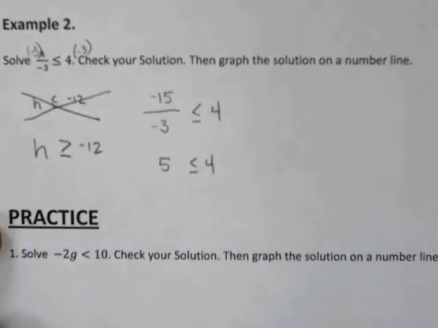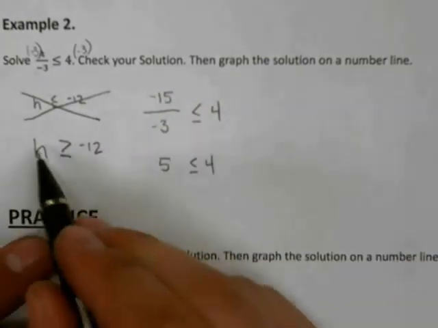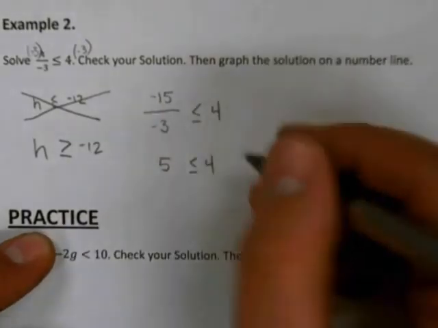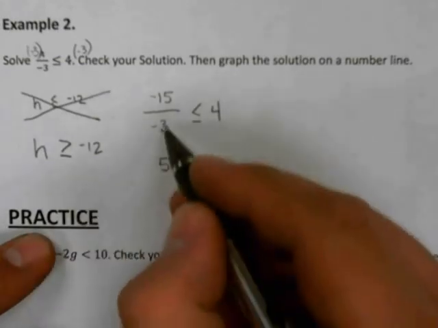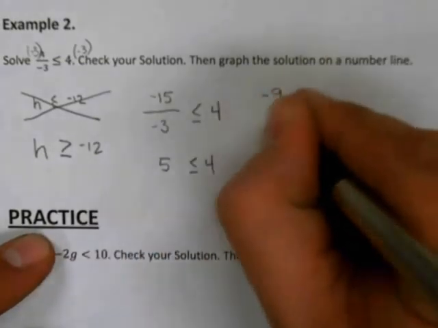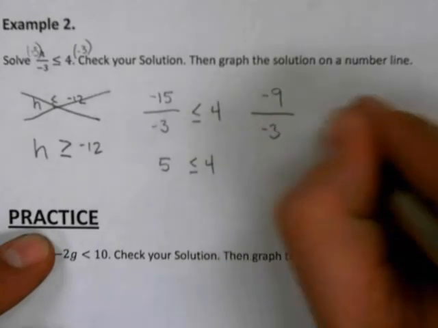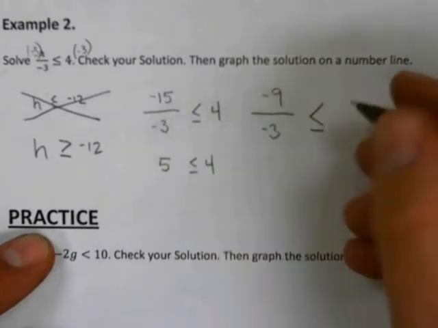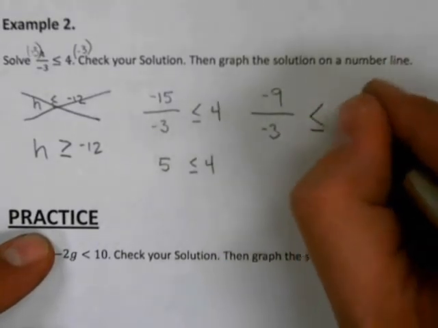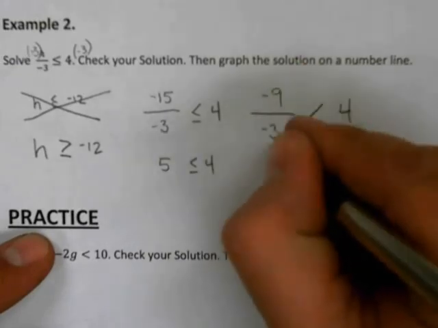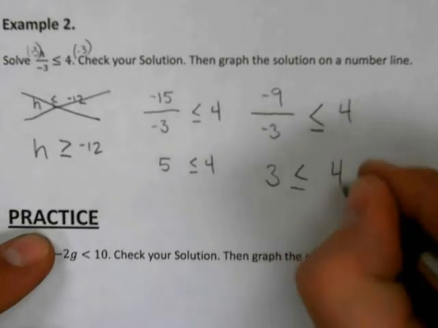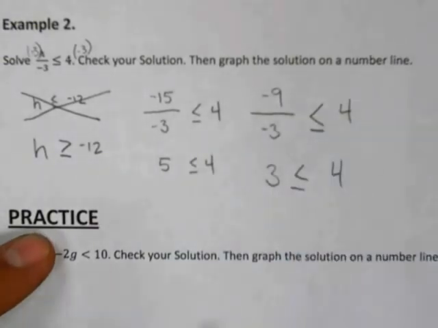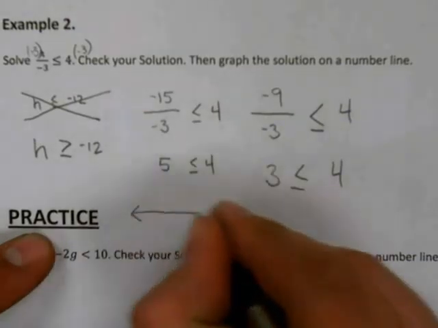Now if I check my solution, I should get the right answer. So let's choose negative 9 just because 3 goes into negative 9. I'm going to choose negative 9 divided by a negative 3. We want to make sure that's less than or equal to positive 4. And that's going to be negative 9 divided by negative 3 is a positive 3. And 3 is less than positive 4. So that works out. Okay, now we have to just graph this on a number line.